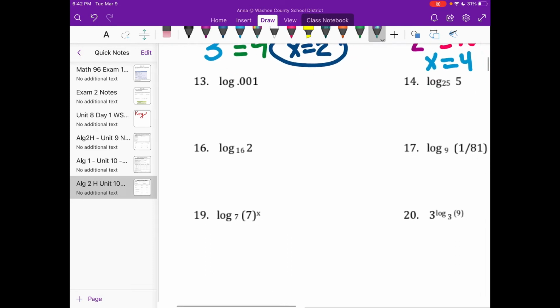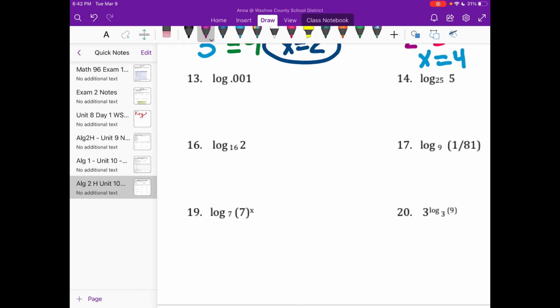Okay, let's look at number 13. 13 is kind of tricky because, number 1, there is no base, so we do have to put in our 10. Now, I don't really like working with this decimal, so I'm actually going to rewrite that as a fraction. So this is 1/1000th. So let's see what that looks like after I rewrite it. So I'm going to write log 10, 1/1000 equals x. Now I'm ready to evaluate this one.